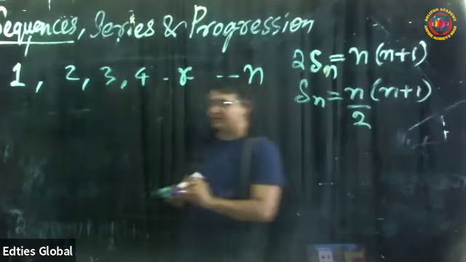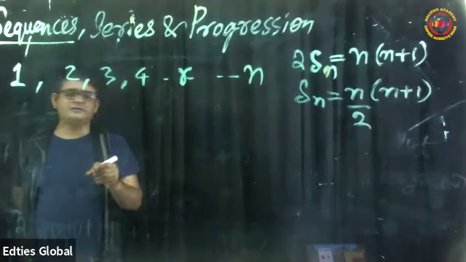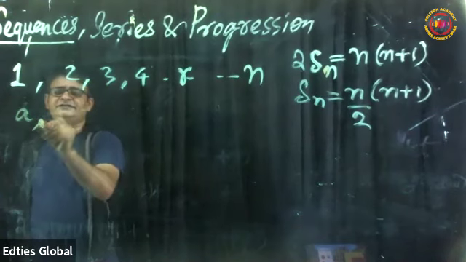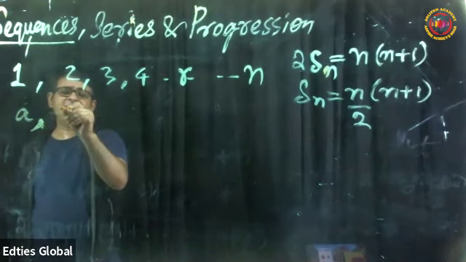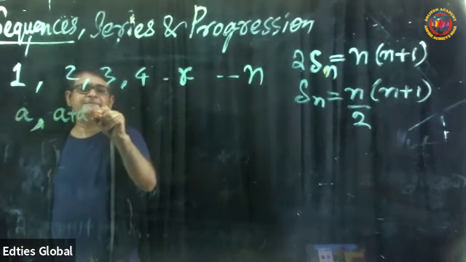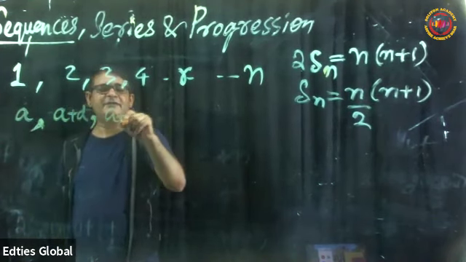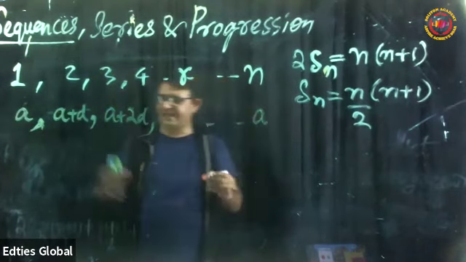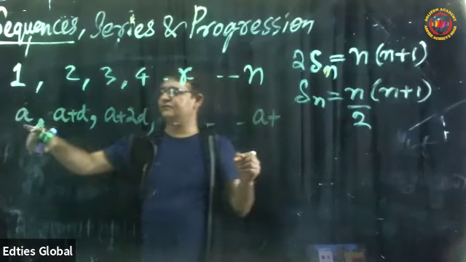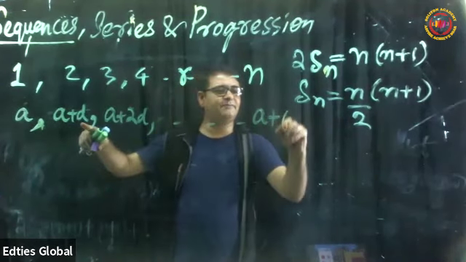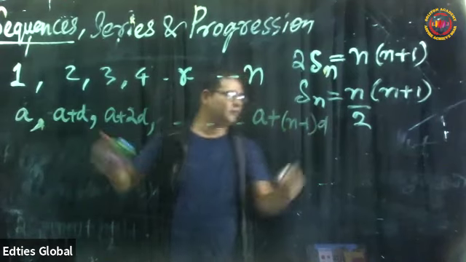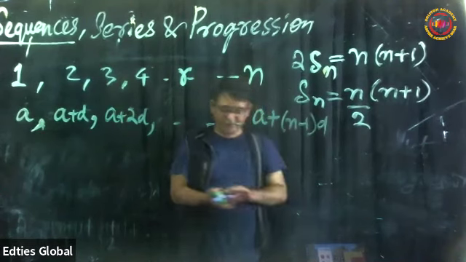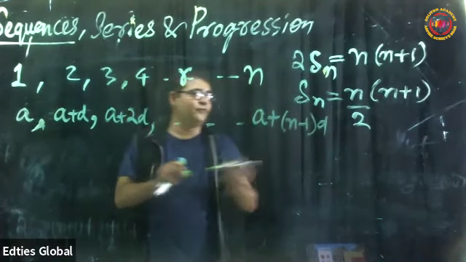A general arithmetic series has a first term a, then suppose d is the difference. Then the next term will be a plus d, then the next term will be a plus 2d, and so on. The nth term will be a plus n minus 1 into d, right? Yes, sir. Okay, fantastic. Now we understand till here.